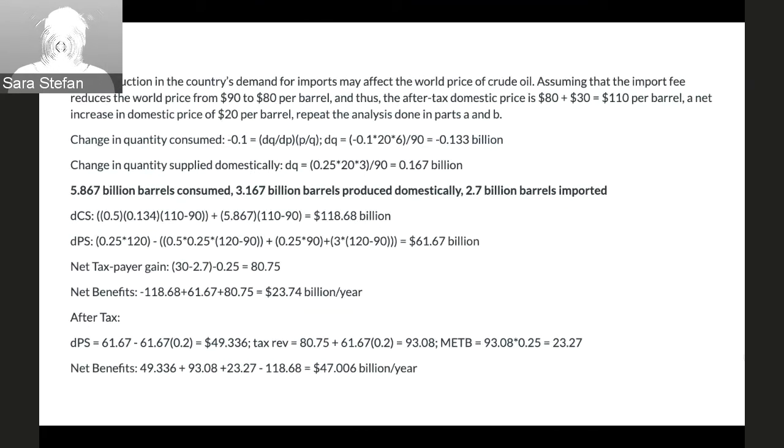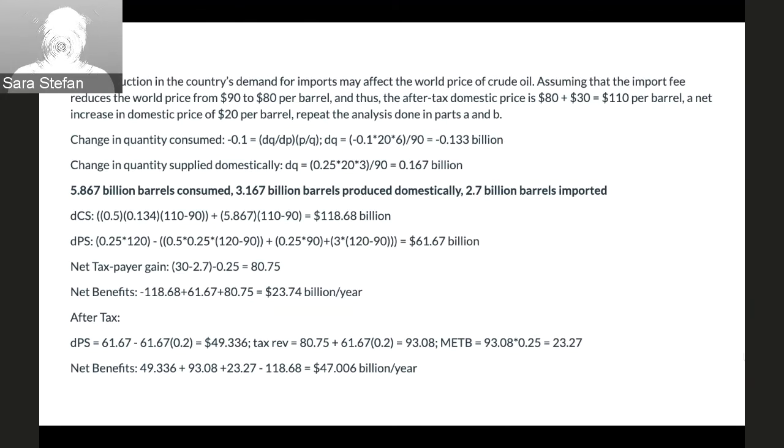And then for part C, the reduction in the country's demand for imports affects the real price, and so an import fee reduces the real price from 90 to 80 per barrel. So we recalculated, and so the change in quantity consumed in the country is negative 0.133 billion, and the change in quantity supplied domestically is 0.167 billion. And so now there are 5.867 billion barrels consumed, 3.167 billion produced domestically, and 2.7 billion barrels imported.